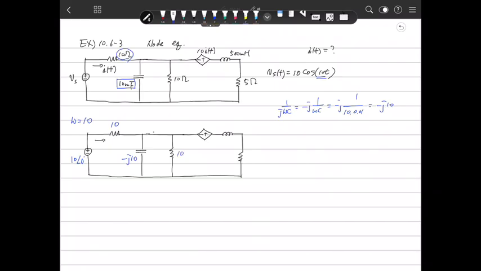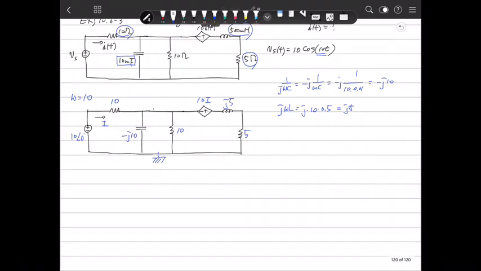Then that value is j omega L, omega is 10 and L is 0.5. Therefore, it's j5. This is j5, and this is 5. And you define this as a phasor current I, then there will be 10I. So we make this a reference node here. Then our source is a current.